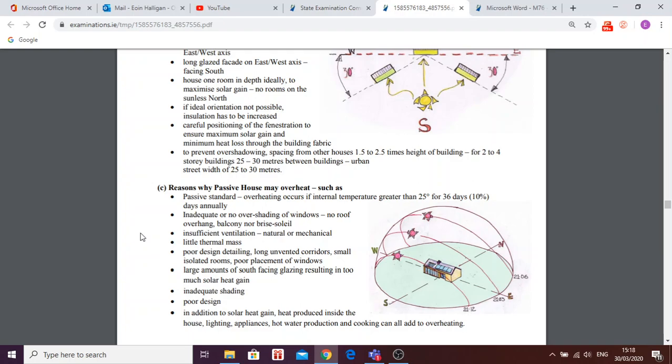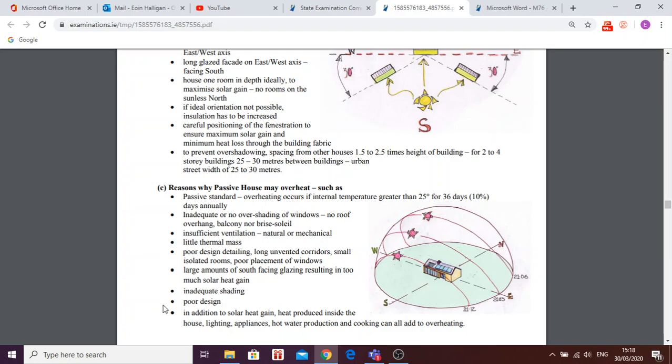Poor design detailing, long unvented corridors, small isolated rooms, and poor placement of windows can all add to the reasons why passive houses might overheat. What I mentioned a minute ago, if you have a massive wall of windows, large amounts of south-facing glazing resulting in too much solar heat gain, you're spending too much money putting in too many windows, and then all of a sudden your house is too warm.